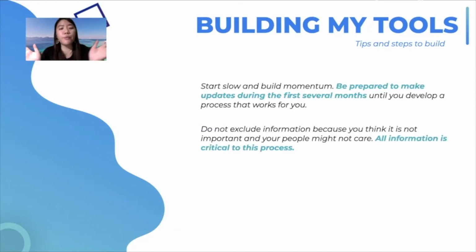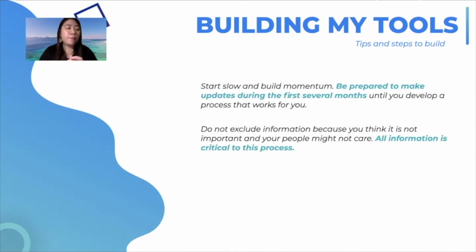So the second one would be about not trying to exclude some of the information because you think it is not important. Actually, all the information is critical in the process. So when you think about it, try to understand all of the information, and with all this information, which are the important ones that can be presented in your monitoring system.